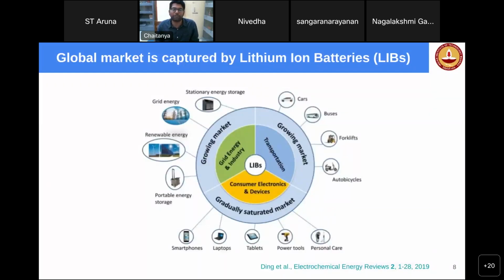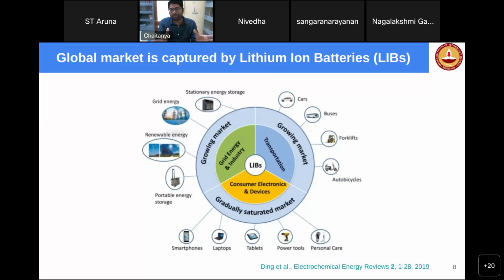You have already seen the mobile phones that we are using, the laptops, even the scooters and electric vehicles. The automobile industry is now moving majorly towards lithium ion batteries. However, it is not the case that lithium ion batteries do not have any problems. First, we will see the working principle.